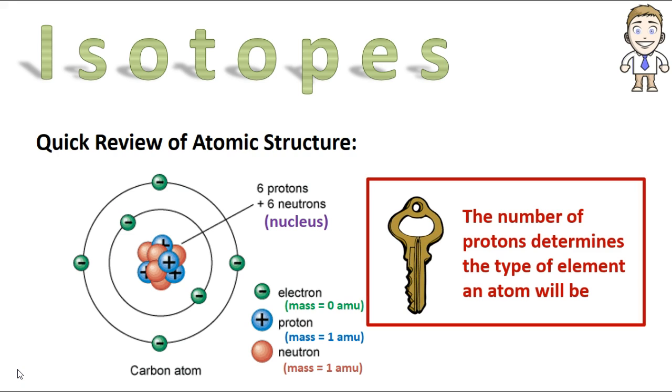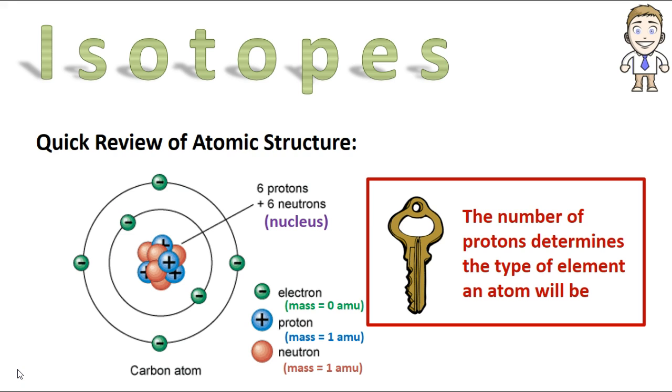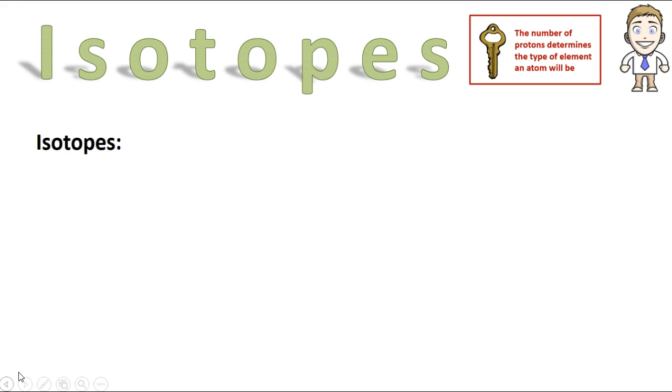And it's actually our first key idea for the video. It's the number of protons that determines the type of element an atom will be. No other subatomic particle affects this at all. Once you understand that, we can actually take a look at isotopes and what that word means.